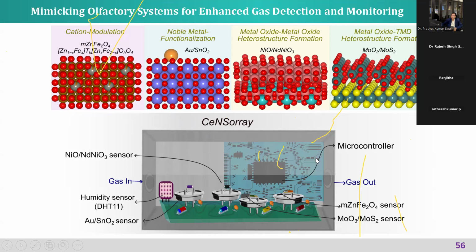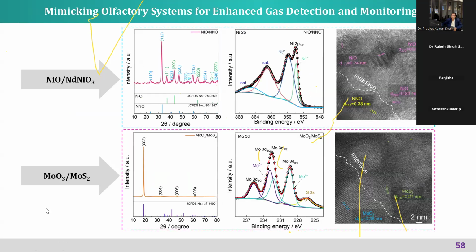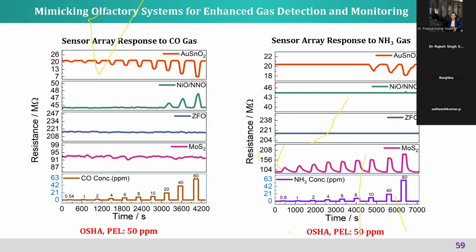Now these sensors, along with a humidity sensor, are fixed, and there is a microcontroller present there. We call this a sense array. This sense array we use for different gas cancellation. I'll go into the details later. Before that, this is showing a characterization, which I have shown you in the individual studies. This is the basic characterization we carried out for the different sensor materials.